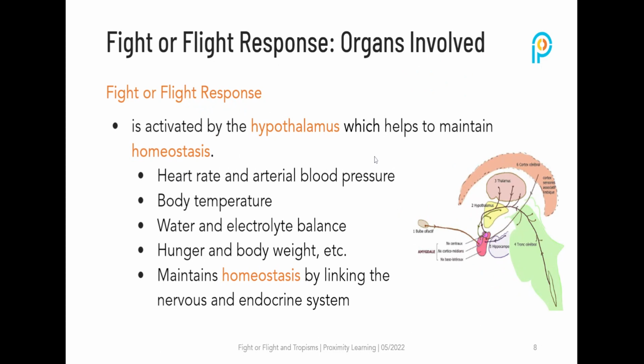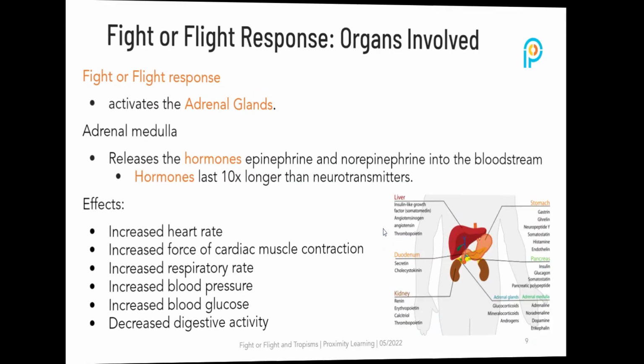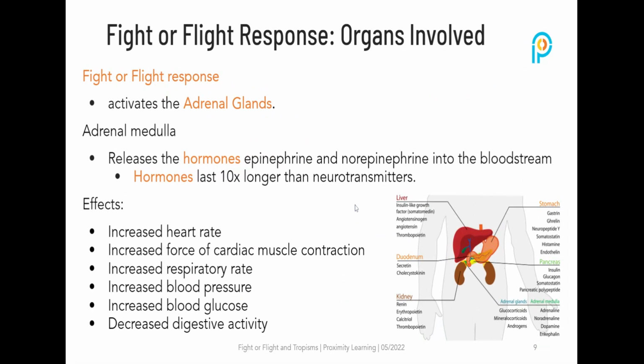So the fight or flight response is activated by the hypothalamus in your brain, which helps to maintain homeostasis: the heart rate and arterial blood pressure, body temperature, water and electrolyte balance, hunger and body weight, etc. It maintains homeostasis by linking the nervous and the endocrine system. So it activates the adrenal glands and the adrenal medulla.